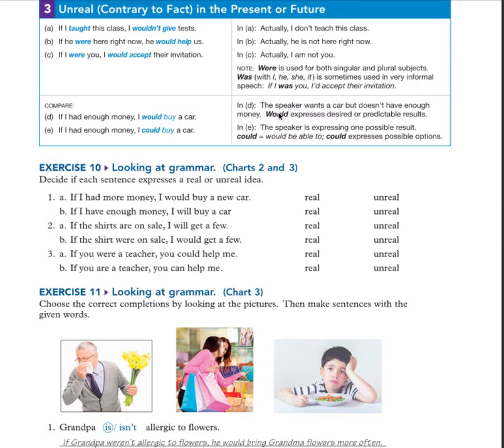In D, the speaker wants a car but doesn't have enough money. Would expresses desired or predictable results. That's the result, or the predictable result, or the predictable desire. He wants a car. In E, the speaker is expressing one possible result. Could would be able to, could expresses possible options, more than one. Instead of just buying a car, buying a house, buying a motorcycle, buying a package for a 1-month vacation to Europe. Okay?